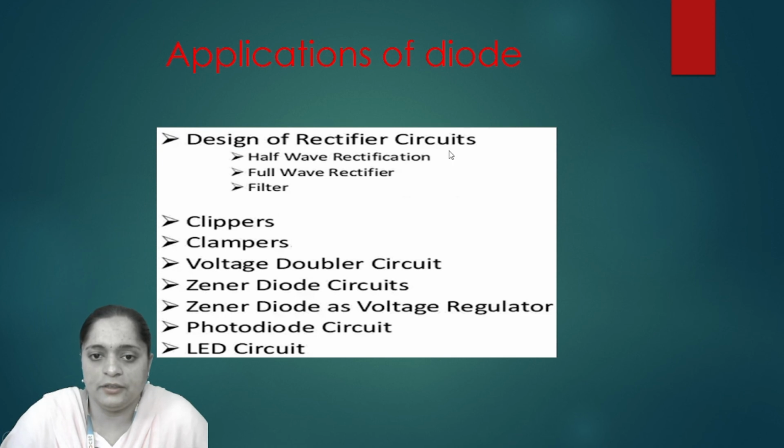So, design of rectifier circuits. Before going into the types in detail, we will see what exactly a rectifier is. A rectifier is an electronic device which converts AC into DC, or AC supply into DC supply, or we can also say AC voltage or current into DC voltage or current. It consists mainly of two types: first is the half wave rectifier and second is the full wave rectifier. The full wave rectifier is again divided into two types, the center tap transformer rectifier and the bridge rectifier.